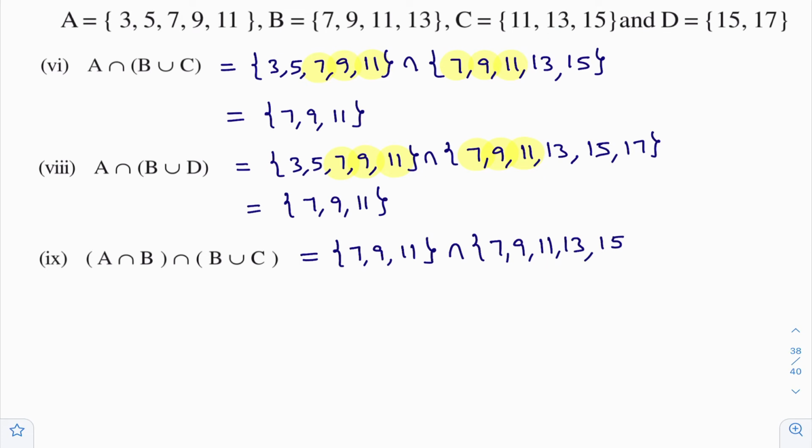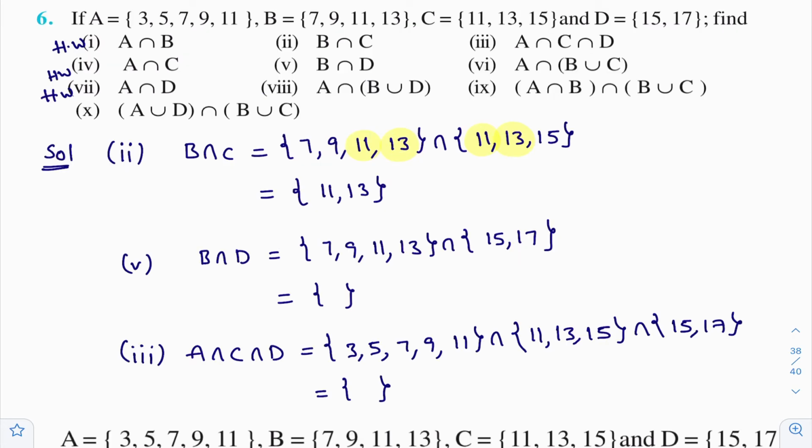15. Okay. So what we do? We do intersection of these two things. Yes, intersection of these two things. 7, 9, 11. So what you will get here? This is 7, 9, 11. That's it. I hope you are understanding.